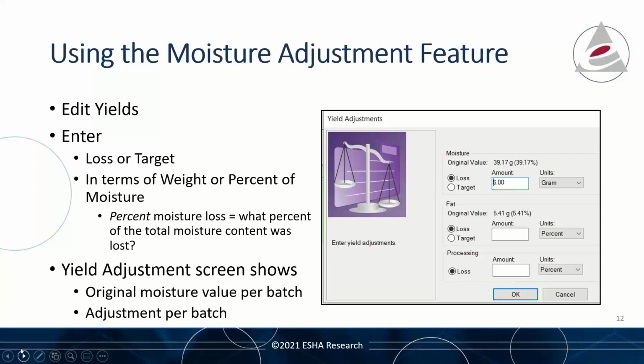And you can enter the loss or target in terms of weight or in terms of percent. So just know in Genesis, if you're entering a loss in terms of percent, Genesis needs to know what amount of the moisture content of your recipe was lost. So just know how Genesis is speaking, what terms. And the yield adjustment screen, as you can see here, shows you the original moisture content. So you have that beginning reference, based on the water values of the ingredients that you've entered for your recipe. And then when you apply a moisture adjustment, you'll see that reflected in your recipe.